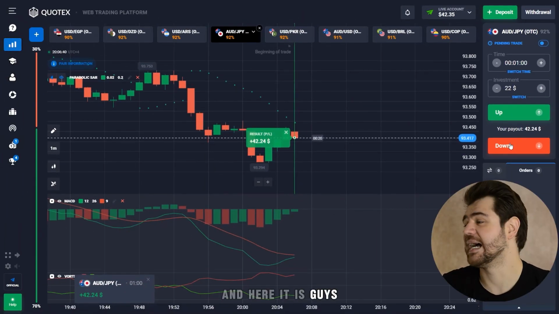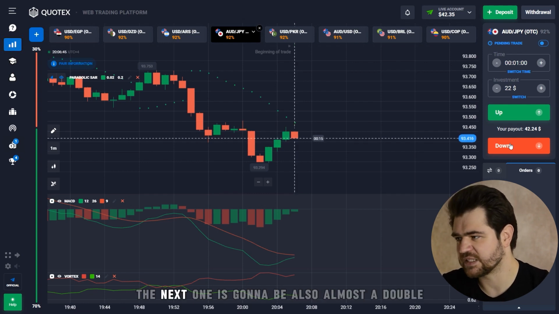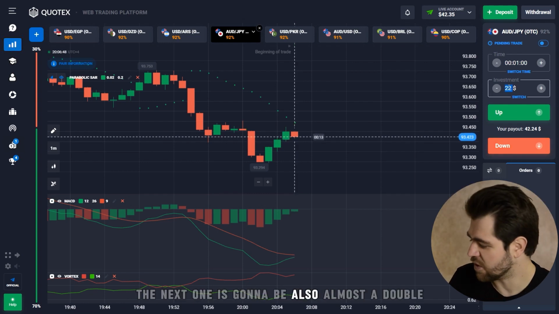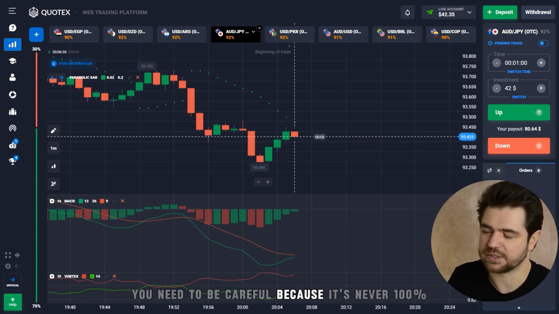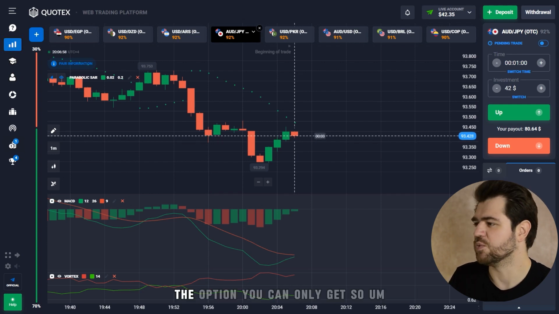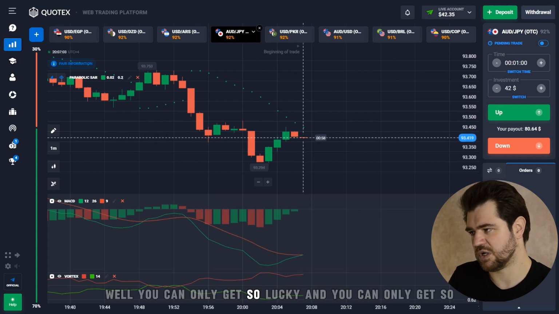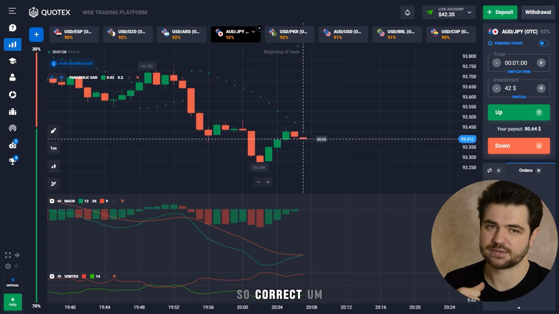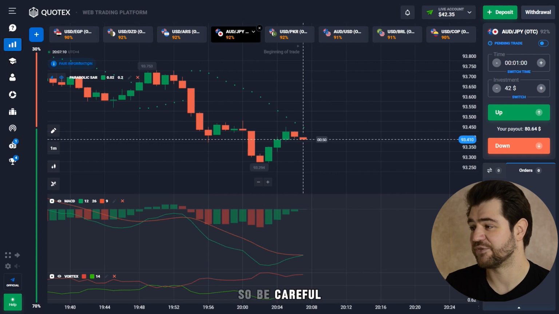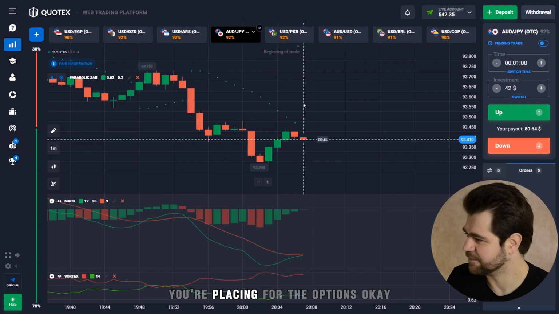And here it is, guys, almost a double of the balance. And guess what? The next one is gonna be also almost a double. So this is how this snowball effect works. Obviously you need to be careful, because it's never 100% the option. You can only get so lucky, and you can only get so correct. So be careful with what amount you're placing for the options.